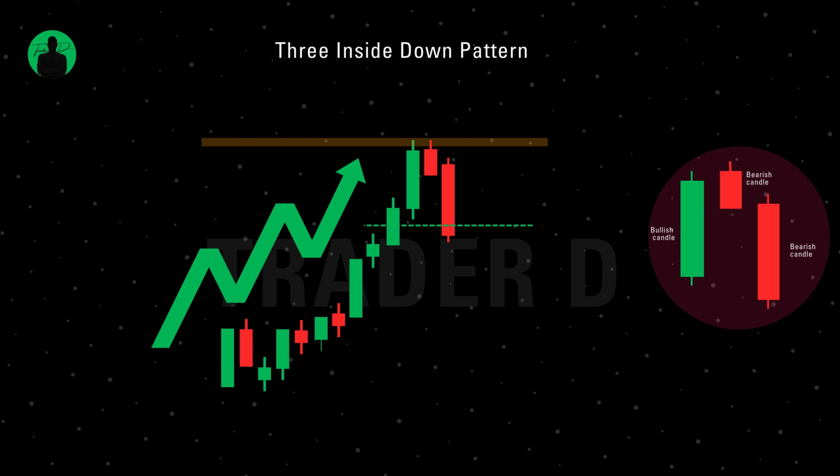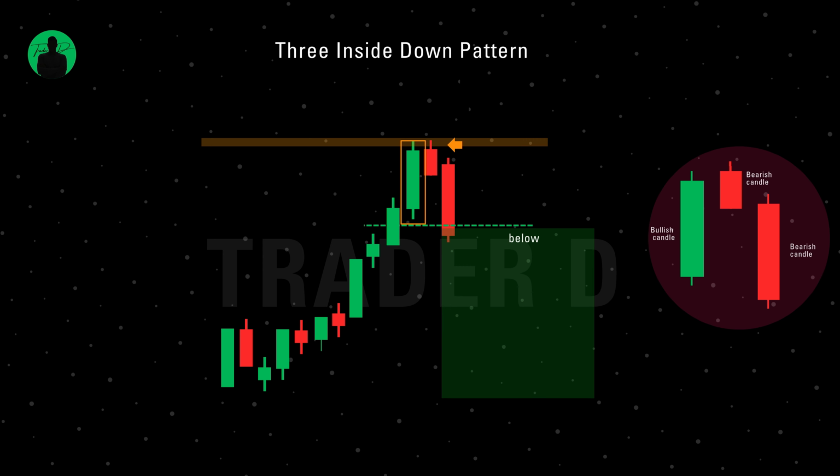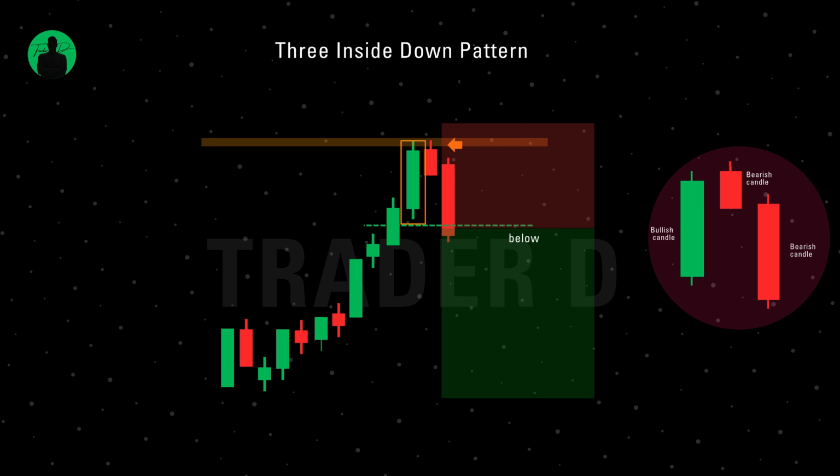After a strong uptrend, you see a large green candle near resistance. The next candle is a small red candle, and the third candle closes below the green candle, confirming the 3 inside down. You can enter a short trade after the third candle confirms the reversal. Place your stop loss just above the resistance level.